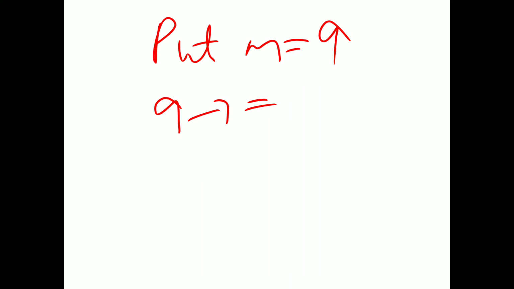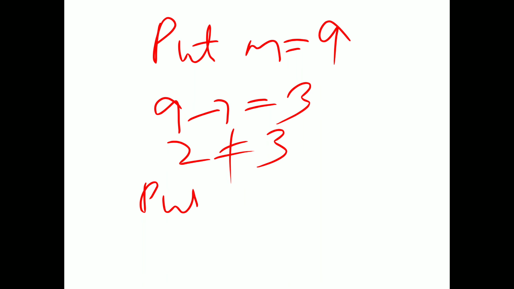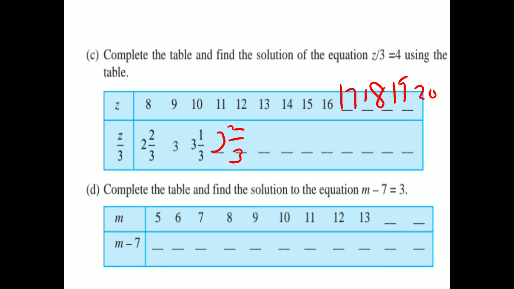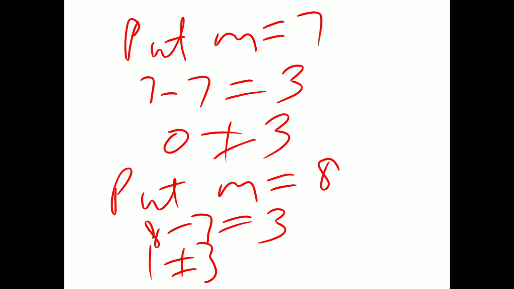Now put m is equals to 9. 9 minus 7 should be equals to 3. 2 is not equals to 3. Put m is equals to 10. 10 minus 7 is equals to 3. So 3 is equals to 3. Clear? So m is equals to 10 is the solution. We have to put till 50 all the values. Clear? Now we put 11, then 12, then 13, then 14, then 15.